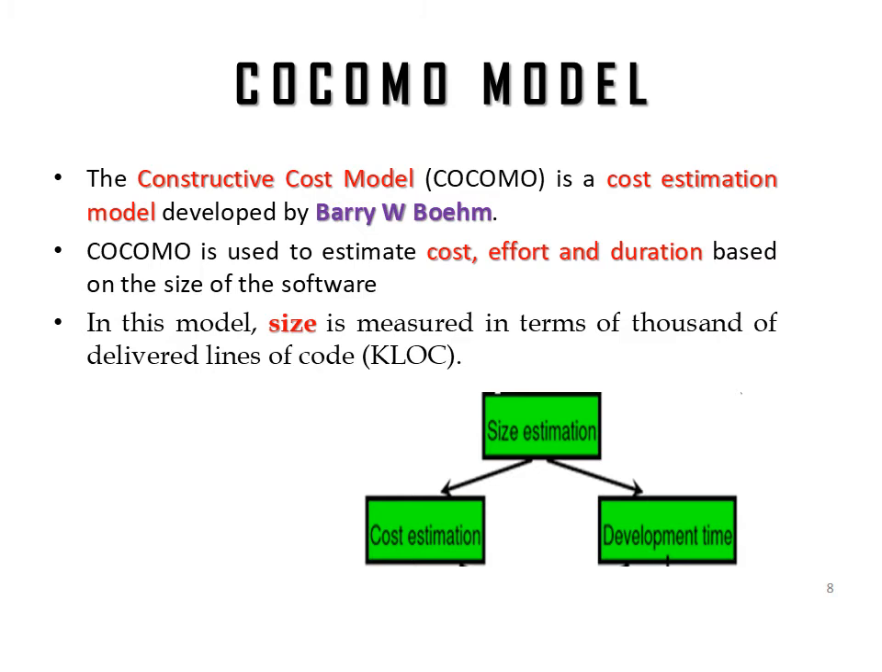So we are directly moving to the COCOMO model. COCOMO is the Constructive Cost Model. It is a cost estimation model developed by Barry Boehm. And what is the need for COCOMO? COCOMO is used to estimate the cost, effort and duration based on the size of the software. In the project planning phase, the first step is size estimation. Once the size estimation is completed, the next step is to estimate the cost and the duration. In this model, the size is measured in terms of 1000 delivered lines of code, that is kilolines of code, KLOC.